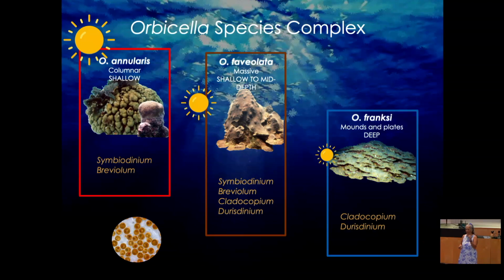And this is not completely representative of what we know now, but it's just to illustrate that faveolata establishes symbiosis with different organisms. And this is very unusual for corals. They tend to prefer a single algal species.